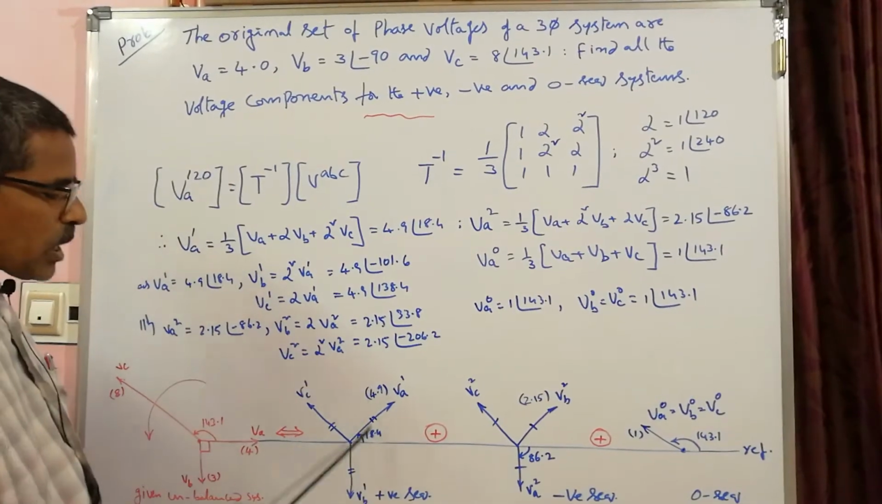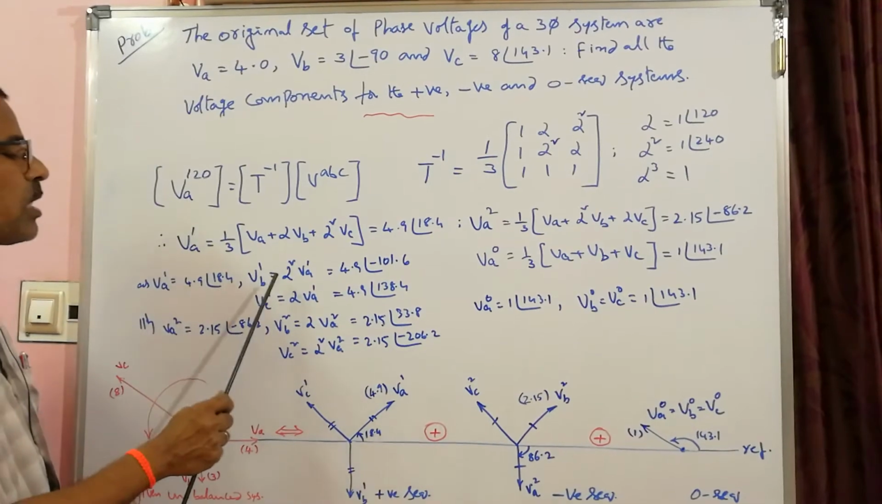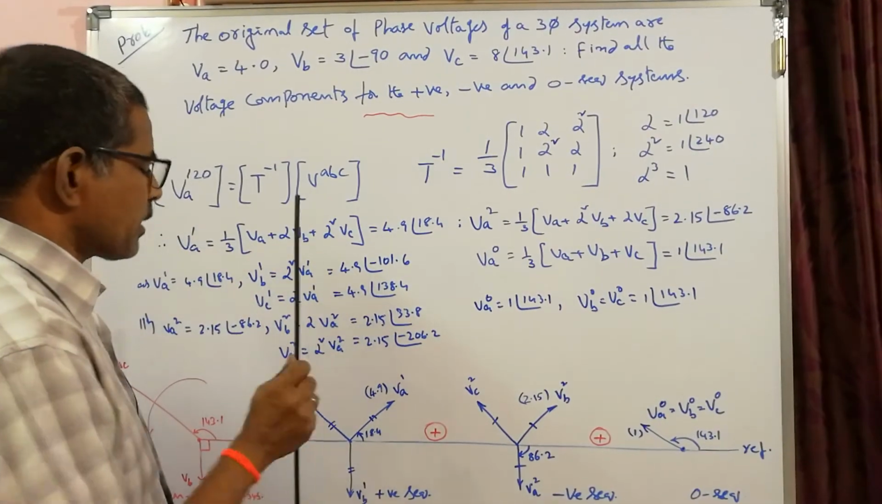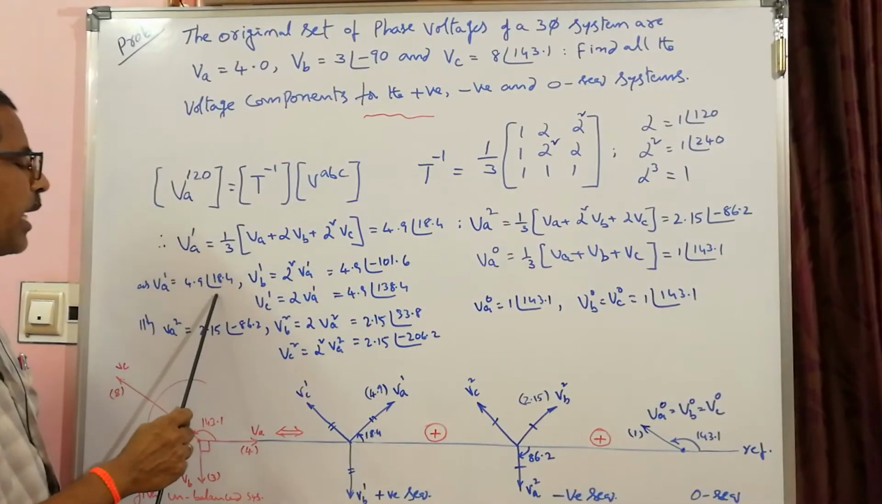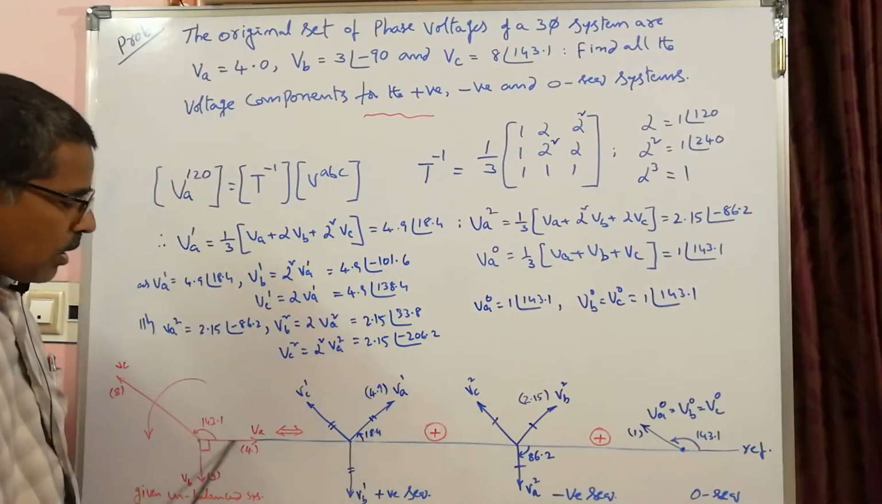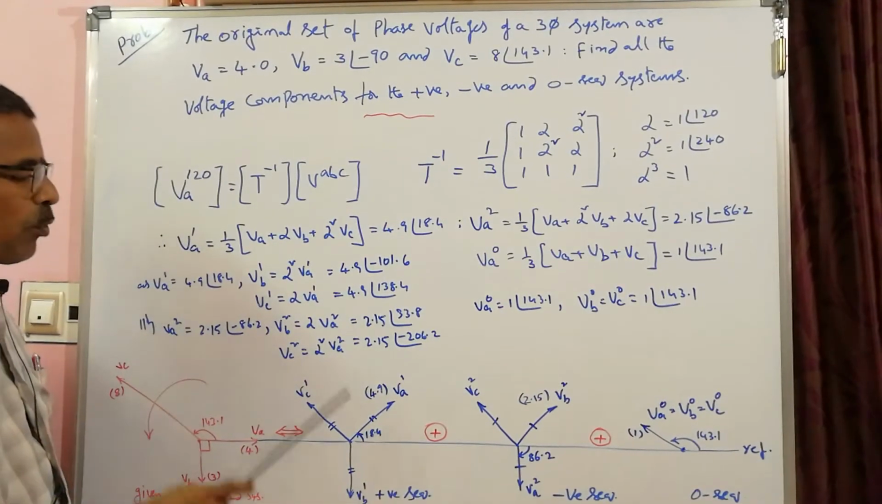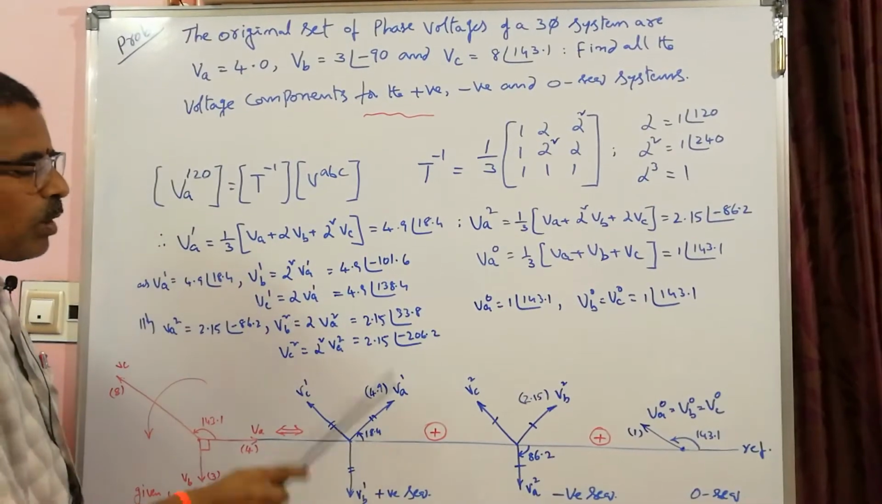Now let us draw the positive sequence components. Positive sequence components, VA1 is this, VB1 is this, VC1 is this. So VA1 is 4.9 angle 18.4. So with respect to the reference, it is 18.4. And what is its magnitude? It is 4.9. So VA1 is located.